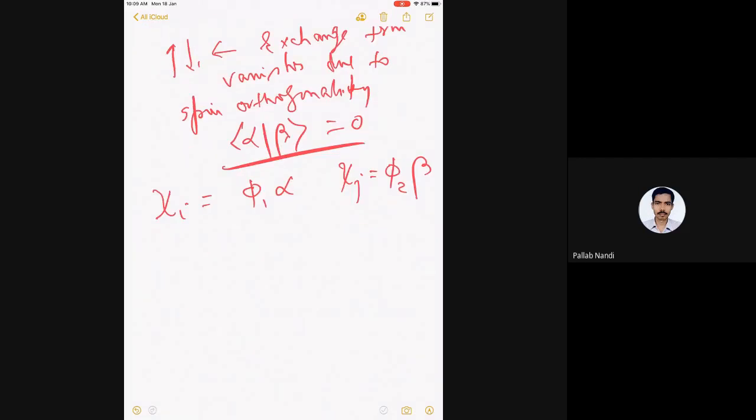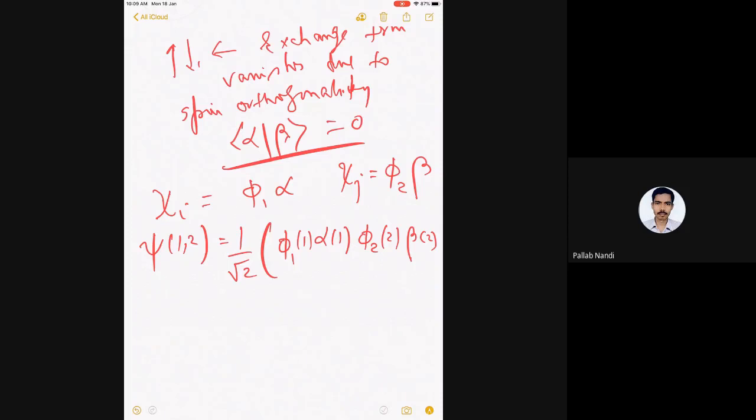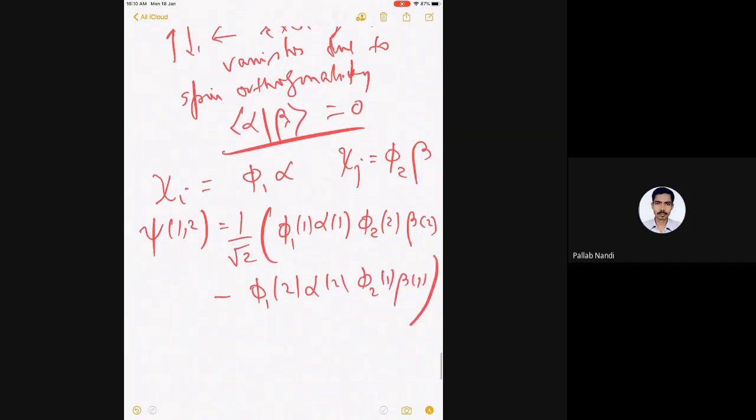So my wave function then becomes, it's an antisymmetric wave function, 1 by square root 2, phi 1 1, alpha 1, phi 2 2, beta 2, minus phi 1 2, alpha 2, phi 2 1, beta 1. Please tell me if anything is a problem. You must be able to write this effortlessly. Can all of you write this effortlessly? Because I have chi i 1, chi j 2, chi j 1, chi i 2. So when I'm saying chi i 2, both space and spin must be 2.